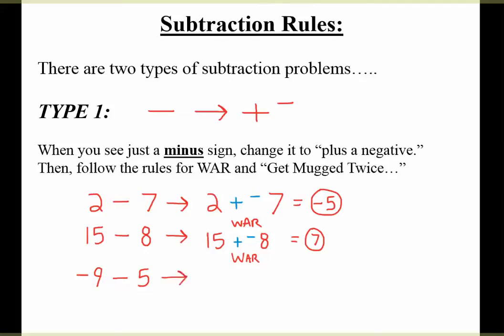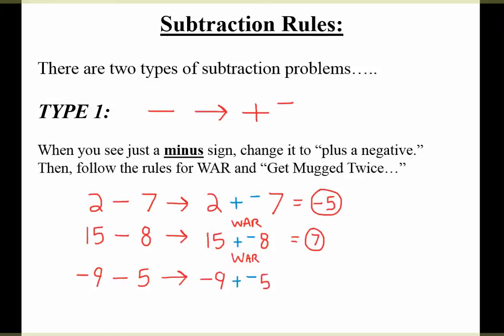We're going to convert this. The negative 9 stays the same, just like the other two numbers. It began as a negative 9, it stays as a negative 9. That negative sign is not in play. We're just concerned about that minus sign in between the two. And that minus sign converts to plus a negative. So we have negative 9 plus negative 5.